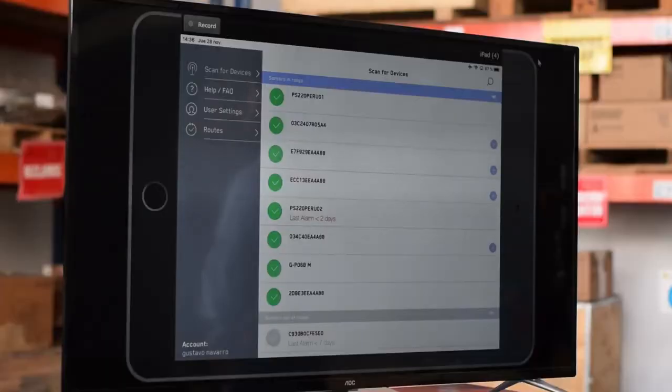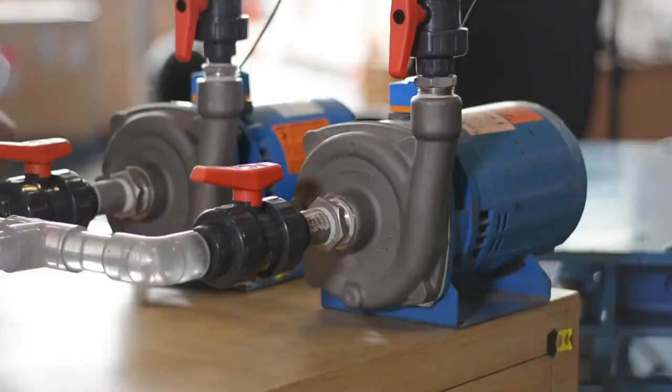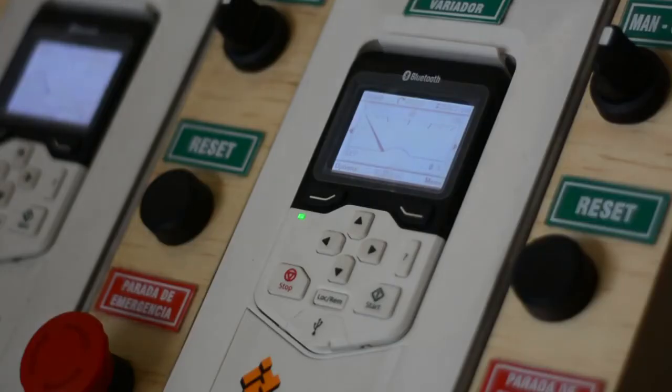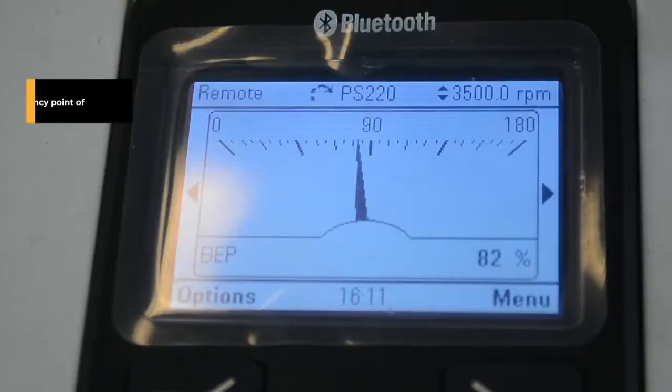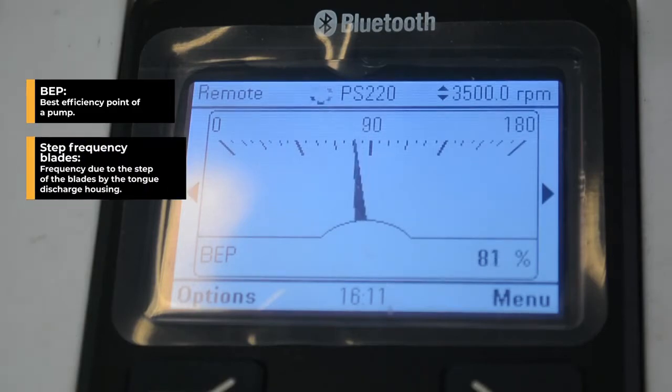So today we're going to show you how to obtain an FFT with the ALERT 2 sensor and how this tool helps us interpret what happens in a centrifugal pump. Here we have two pumps connected in parallel, operated by PumpSmart controllers. At this time, Pump 2 is operating at 90% of the BEP. Therefore, its vibration level at the vane pass frequency should be relatively low.